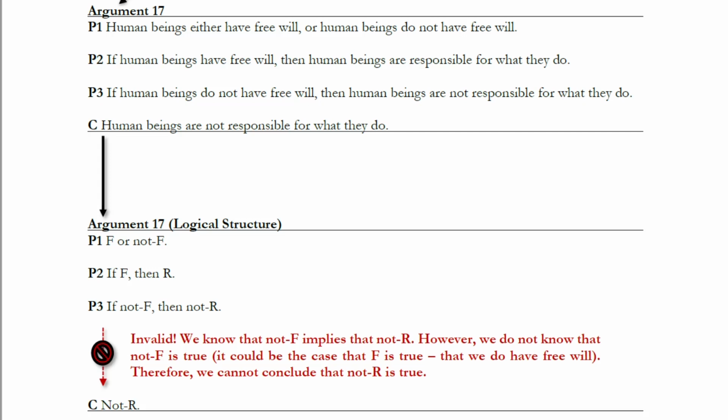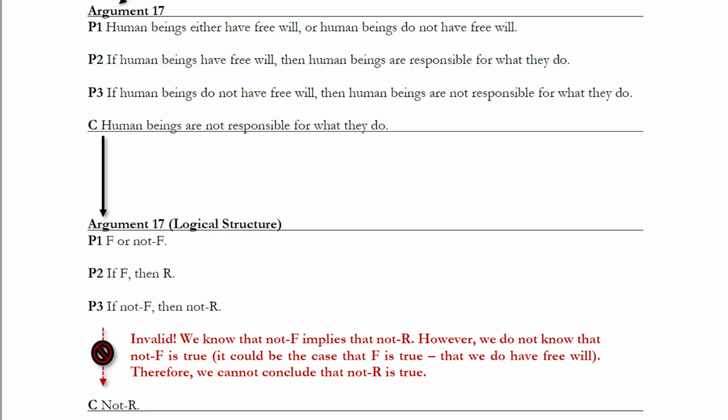This argument is invalid. P1 presents us with two different options. Either human beings have free will or they do not. And P2 and P3 each draw out the consequences of these options. If human beings have free will, then we are told they are responsible for their actions. And if they don't have free will, then we're told that human beings are not responsible.